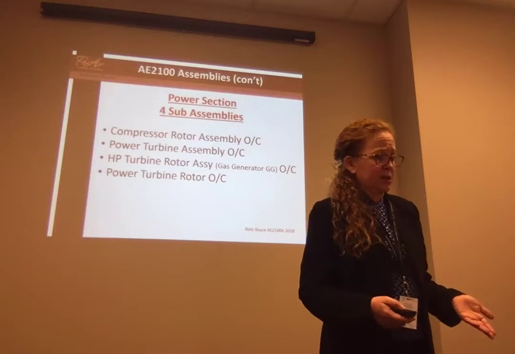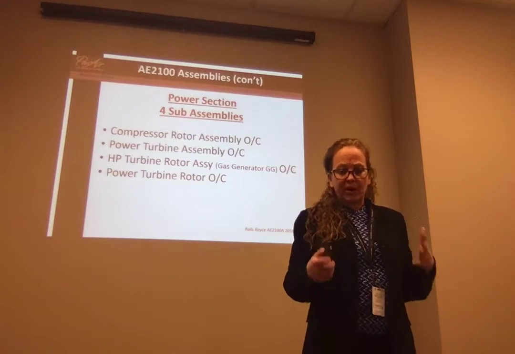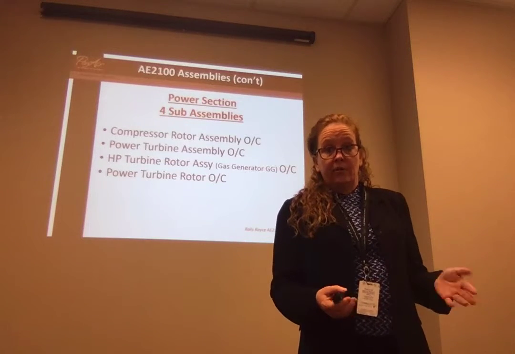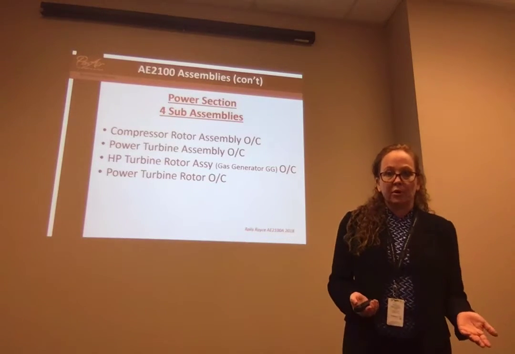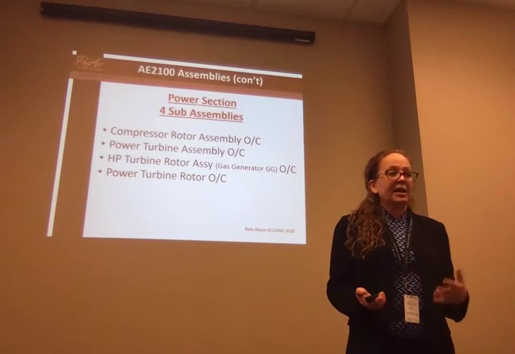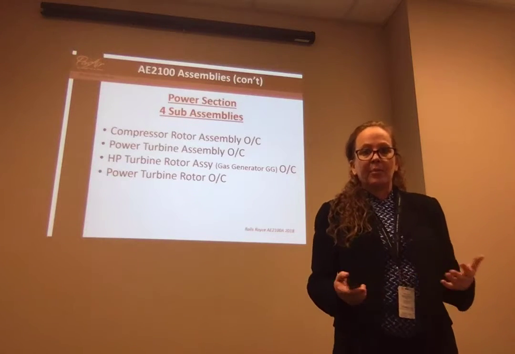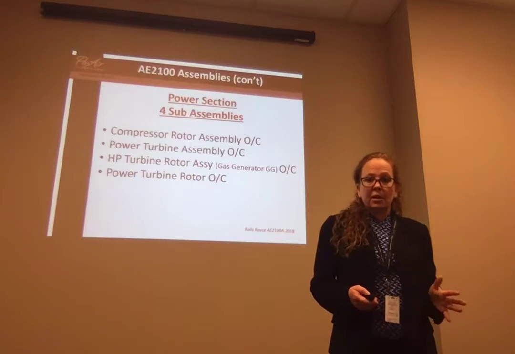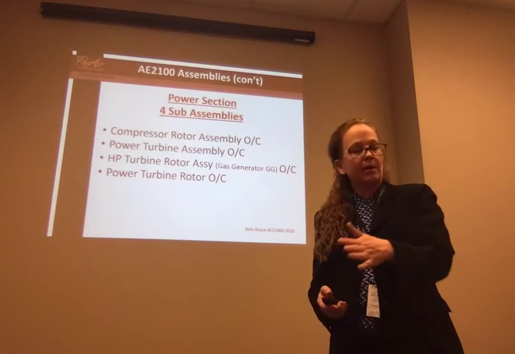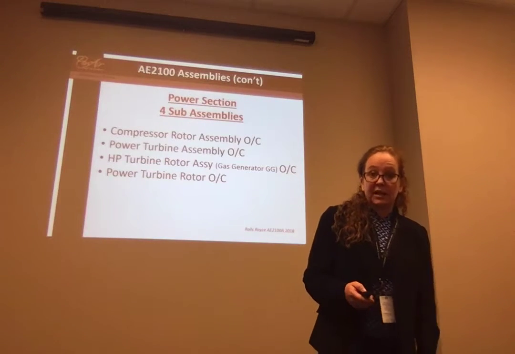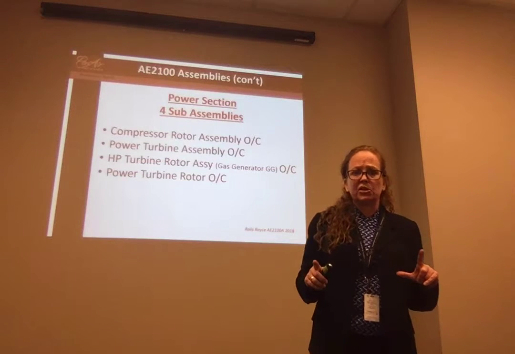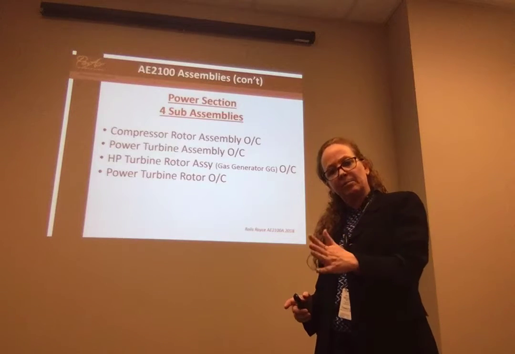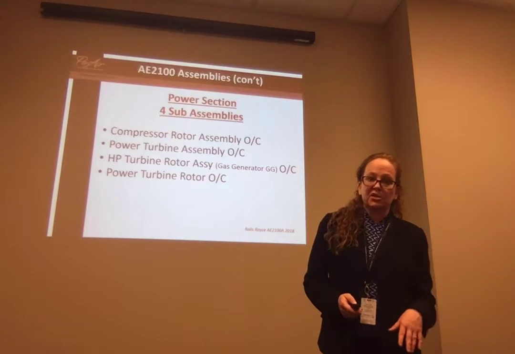So then we got the power section. The power section is the big one. That's the one we got to talk about today mostly. It's got 4 sub-assemblies: the compressor rotor, the power turbine assembly, the HP or GG gas generator, and the power turbine rotor. Some of those have tracked parts, some of them don't, but those are going to be the light blue in your organizational chart that we've already looked at. So when you look back at that organizational chart, the dark blue would be the power section. These 4 are going to be that light blue on the left-hand side of that organizational chart.